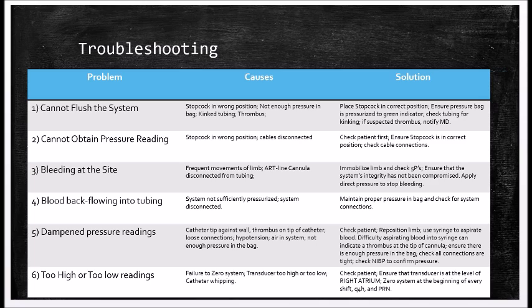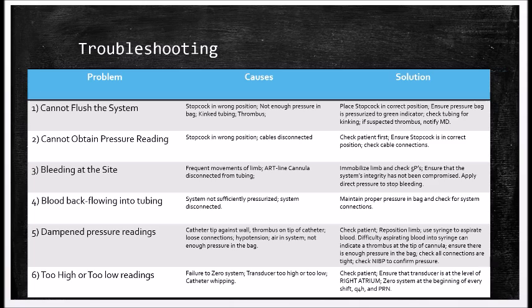Another cause could be that the art line is disconnected from the tubing, and that can happen quite frequently, especially when there's a lot of movement around, or if at the beginning the tubing was not secured properly. So your solution, obviously, will be to immobilize the limb, check your 5 Ps on your patient, ensure that the integrity of the whole system has not been compromised, and apply direct pressure to the bleeding site until the bleeding stops.